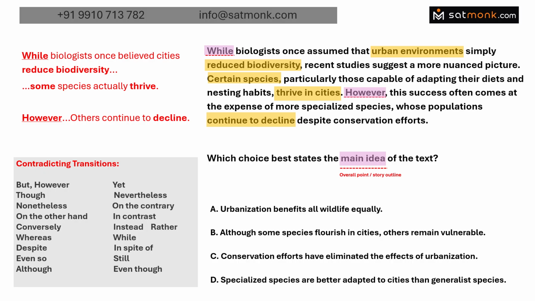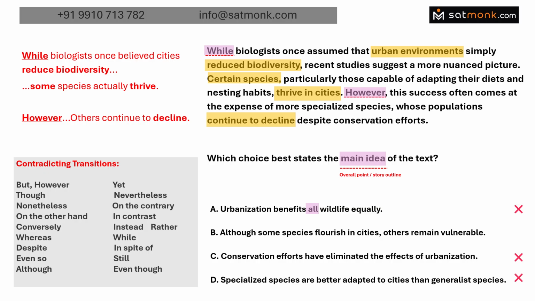Now we will attack the options. All wildlife benefits. The SAT loves words like "all," and I love eliminating them. So gone. Conservation solved everything. Really? The passage literally says others continue to decline. Another one bites the dust. We'll get rid of it. Specialized species adapt better. The passage says the opposite. Anyway, thanks for participating. I'll reject this option too.